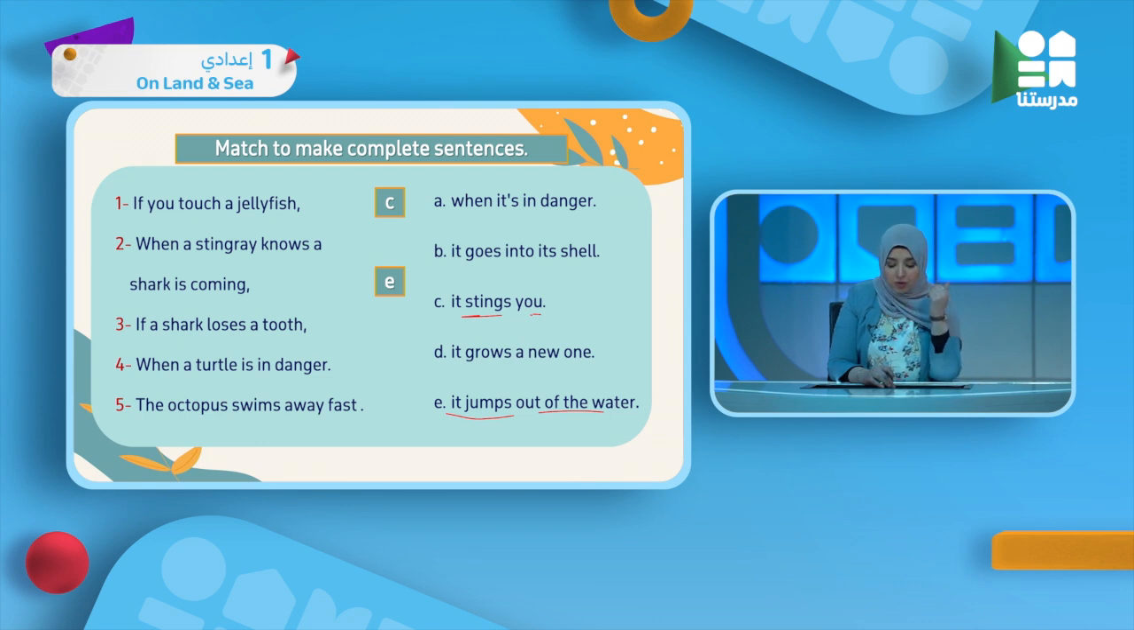3. if a shark loses a tooth. تفقد tooth. What's going to happen? Yes, D. it grows a new one. هينمو لها واحدة جديدة. 4. when a turtle is in danger. لما يبقى في turtle في خطر. What the turtle is going to do? Yes, B. it goes into the shell. بتختفي أو بتسابير في الـshell بتاعتها، في القشرة بتاعتها. 5. the octopus swims away fast. A. when it's in danger.